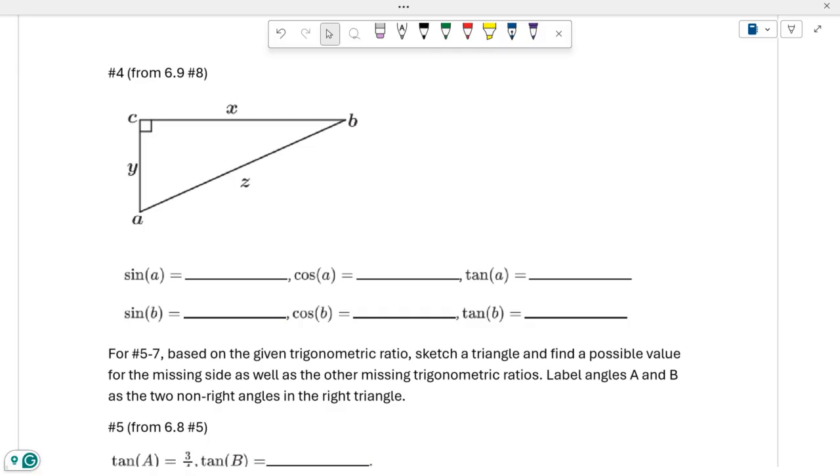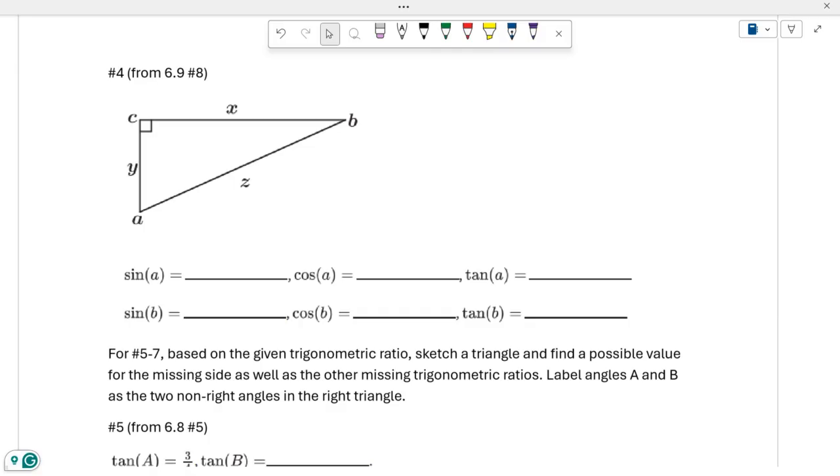But it actually turns out that 4 is easier than it looks, because if you don't have any numbers and all you have is letters, you don't even have to worry about simplifying or rationalizing. You just plug in. We're just going to be plugging in X, Y, and Z, and then whatever our answers are, that's it. There's no simplification. There's no rationalization. You just write it and you move on.